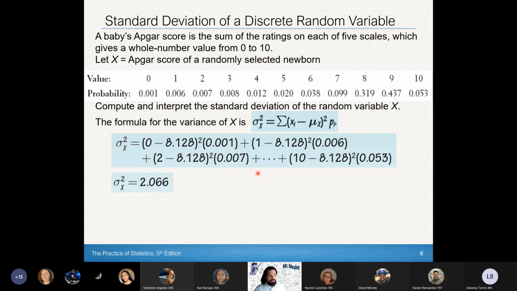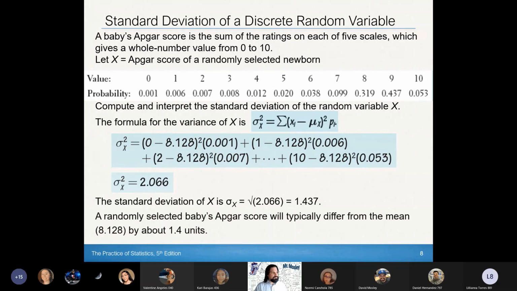So again, we have one more step to go. We've done most of the calculation. The standard deviation of x is sigma sub x. Remember, that's our notation for standard deviation. It equals the square root of 2.066, which is equal to 1.437. So that means over many randomly selected newborns, we would expect the APGAR scores to vary by about 1.4 from the mean of 8.128 over many observations.